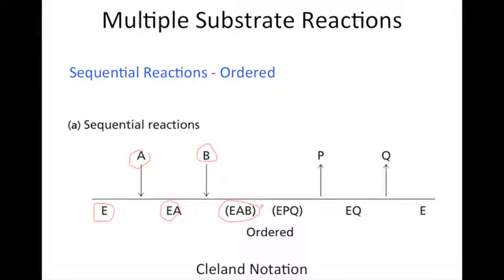The enzyme then converts the reactants into products. Let's call the products P and Q. So we have this enzyme PQ complex. The enzyme then releases the products in a defined order. It will release product P first, leaving an EQ complex, the enzyme with the second product. Then it will release that second product to regenerate the free enzyme.